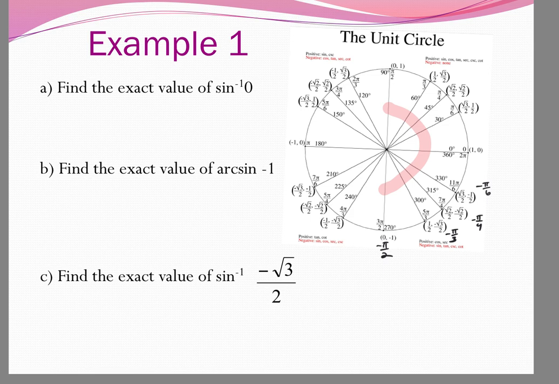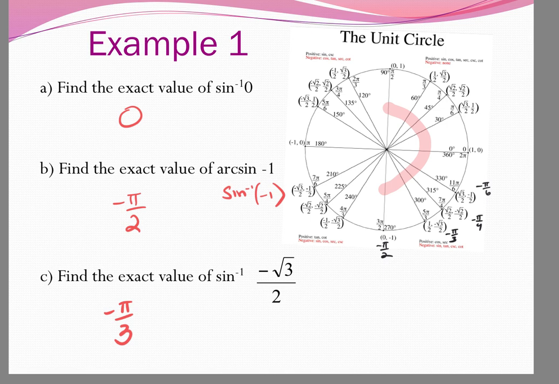Give me from negative pi over 2 to pi over 2. Zero. What's the exact value of arc sine of negative 1? Negative pi over 2. What's the exact value of sine negative 1 of negative root 3 over 2? Negative pi over 3. Remember, give the negative version of that because we are restricted from negative pi over 2 to positive pi over 2. Arc sine is the same thing as sine negative 1. So these are used interchangeably. It's the same thing.